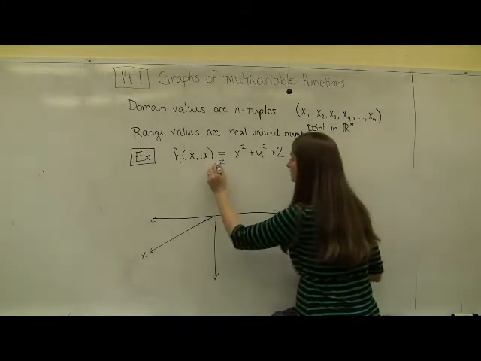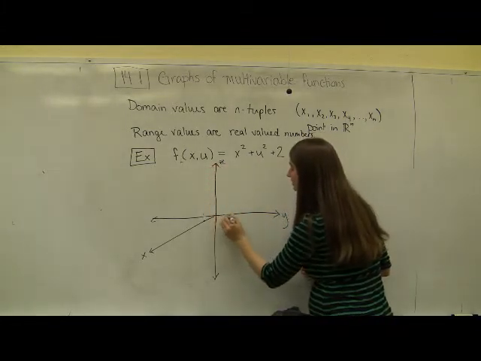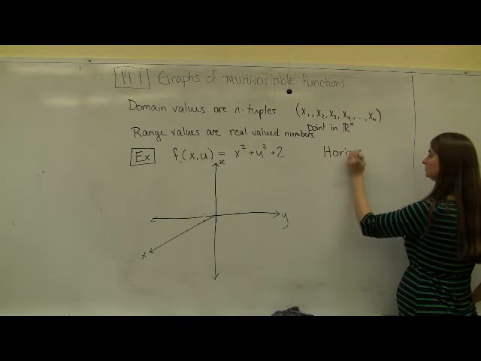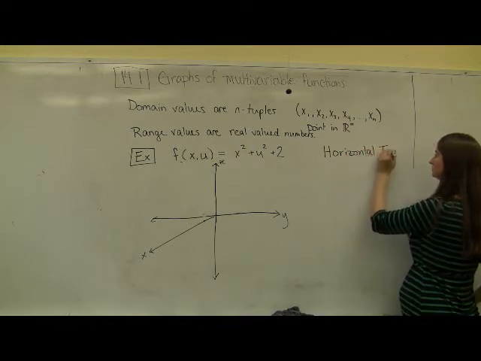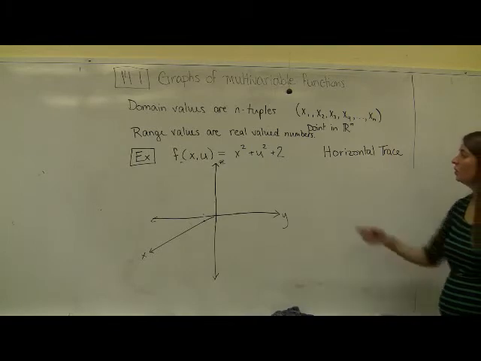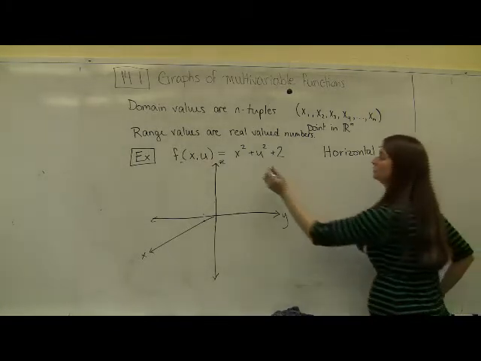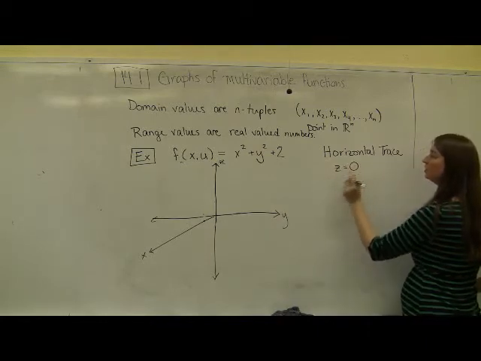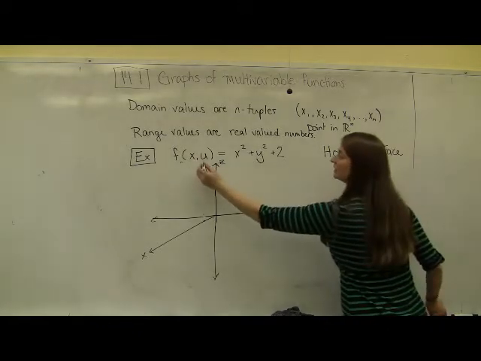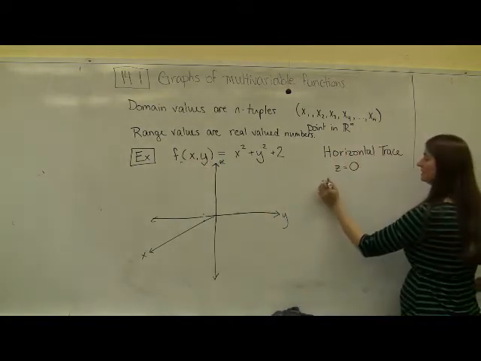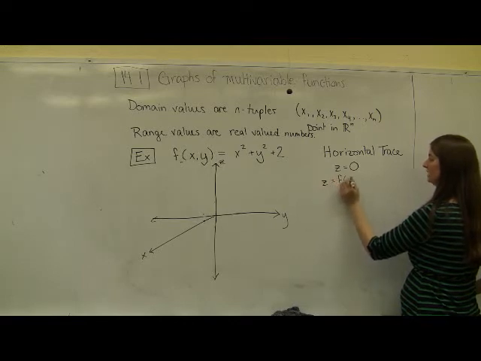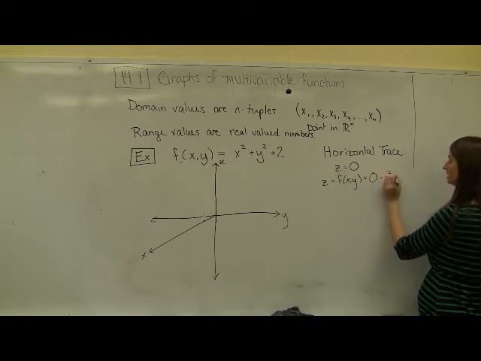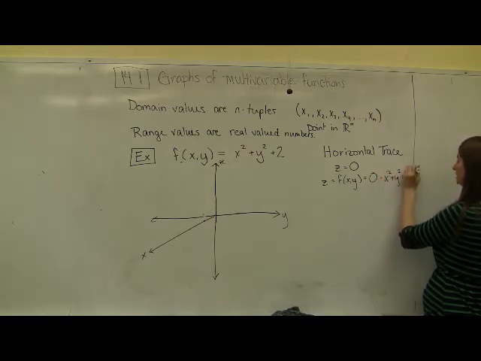Our final tool, we just did two different vertical traces. I bet you can guess where we're going. Now we're going to do a horizontal trace. So we're going to trace out what this function looks like when our z is equal to constant values. So I'm going to set my z equal to 0. What does that mean for this function? Well, f of xy is how I'm representing my z. So I'm saying that z, which is equal to f of xy, I'm setting equal to 0, which means that x squared plus y squared plus 2 equals 0.